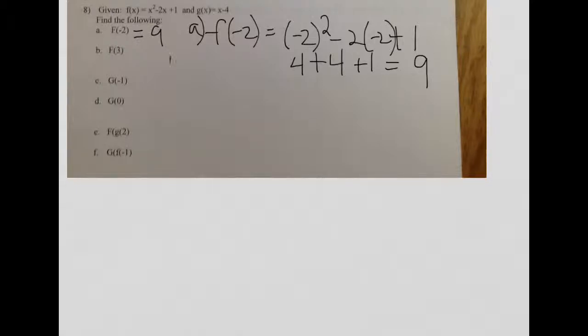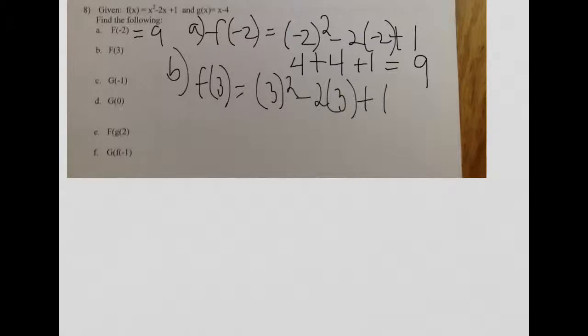For B, we're doing f of 3. So I'm going to replace 3 in the f function for x. So it's going to be 3 squared, minus 2 times 3, plus 1. I get 9 minus 6 plus 1. So that answer is 4.